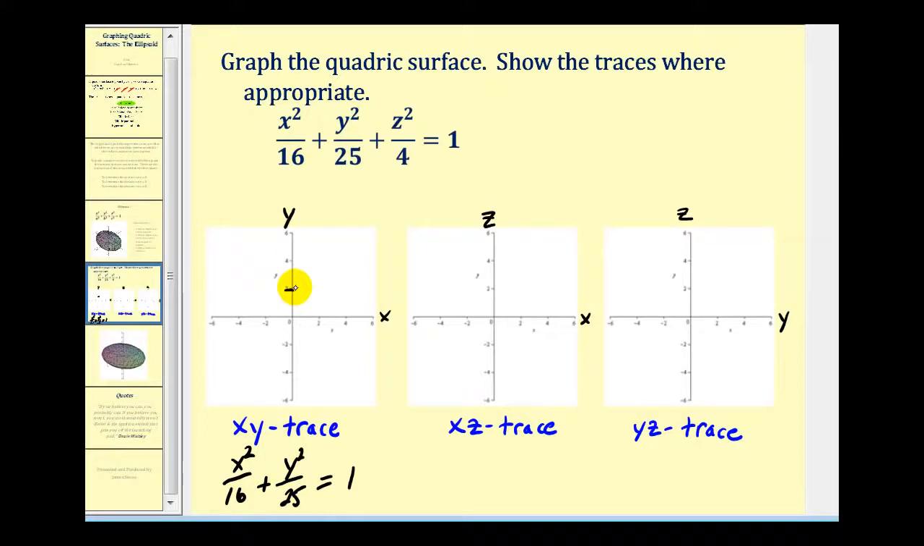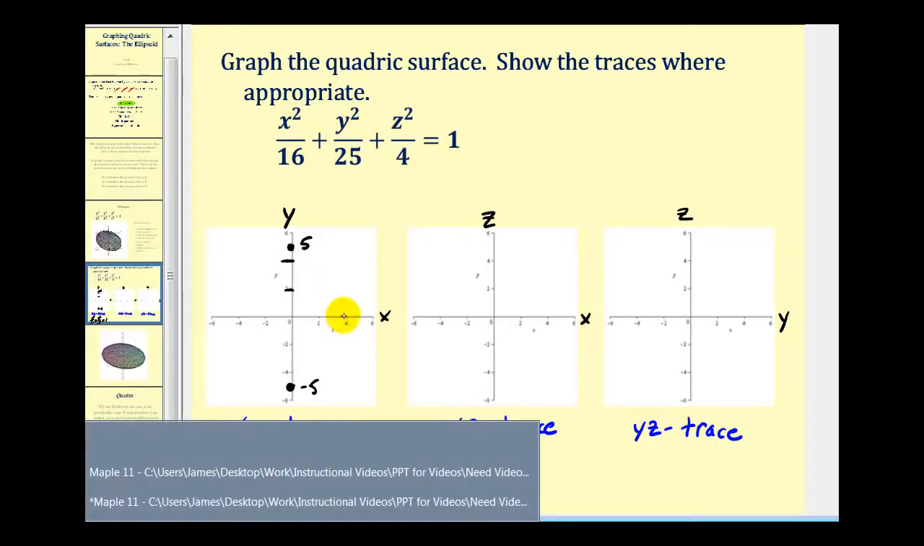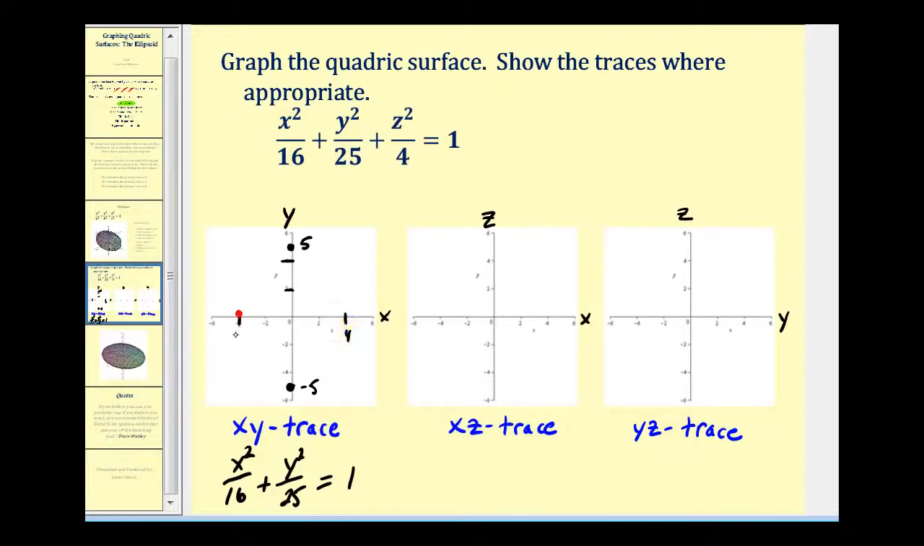So this is scaled by 2's. So this would be positive 5. This would be negative 5. So those will be the endpoints of the major axis. And the minor axis will be 4 units to the left and 4 units to the right of the origin. So here's 4 and here's negative 4. These are the endpoints of the minor axis. So the xy trace would be the ellipse passing through these 4 points, looking something like this.